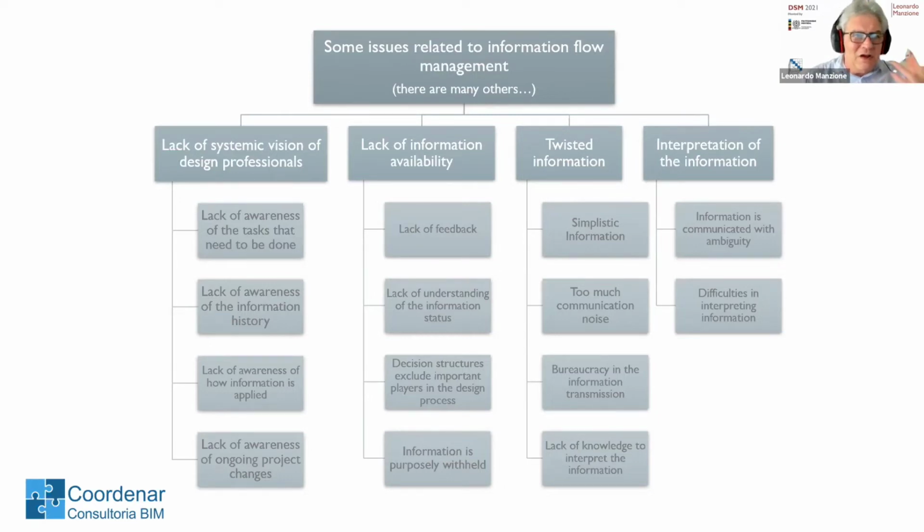Lack of feedback, lack of understanding of decisions, lack of awareness of information history, lack of awareness of how information is applied. Interpretation of information has many problems. Information is communicated many times with ambiguity. I think 50% of our research is based on communication. So you have to think about information and communication to solve problems of design management and to improve the use of DSM in software markets.